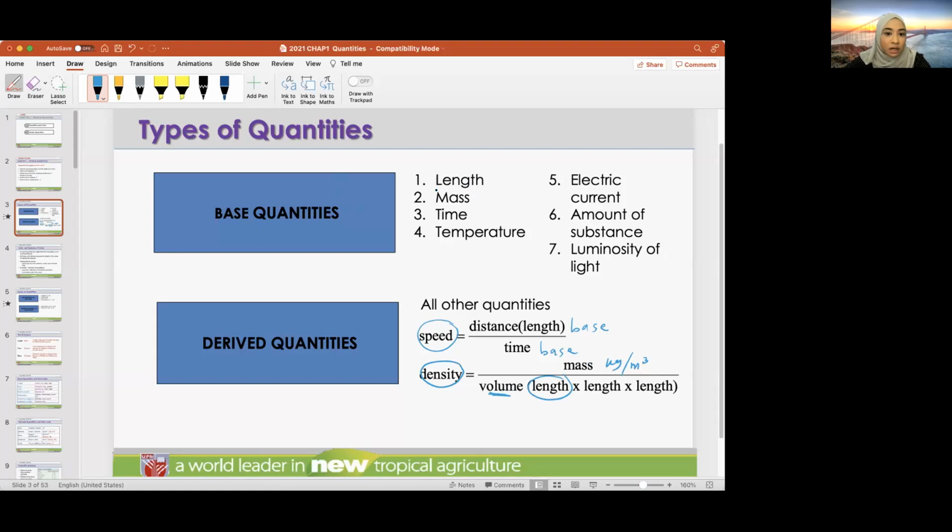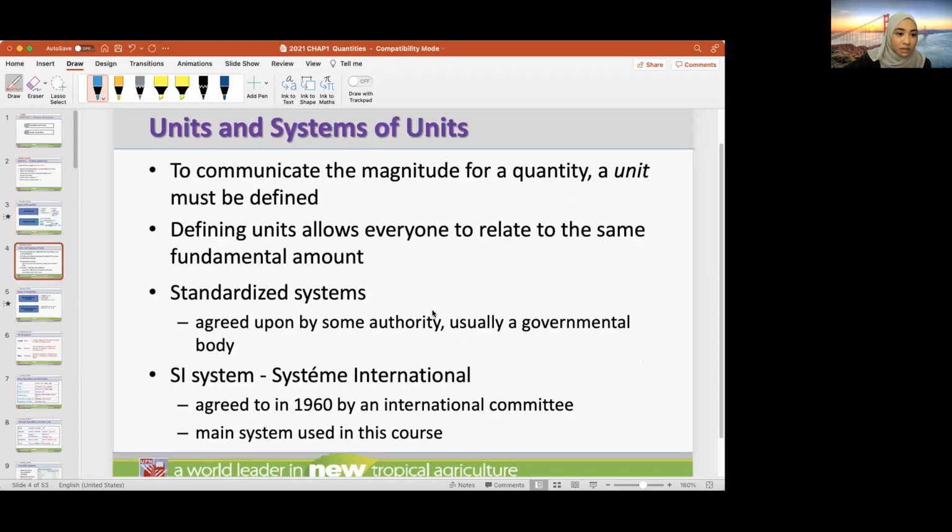You have to memorize what the base quantities are. For example, length, mass, time, temperature, electric current, amount of substance, luminosity of light. You have to know what the base quantities are. Derived quantities, we will learn as we go along. Tapi base quantities ni kena ingat lah. Okay, the question can ask you, list down 5 base quantities and their units. So that is something that you need to memorize. Okay, or you just have to know. Some people don't have to memorize.